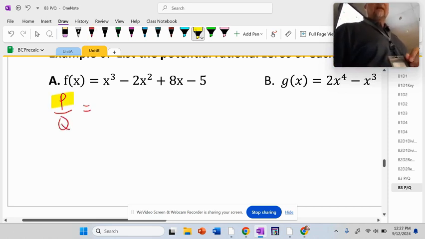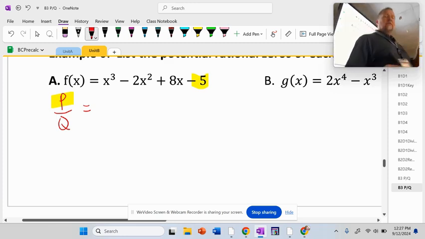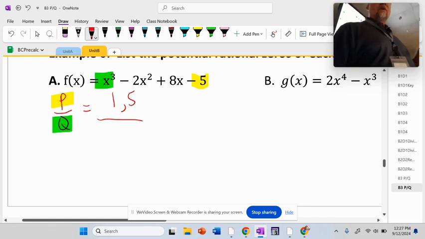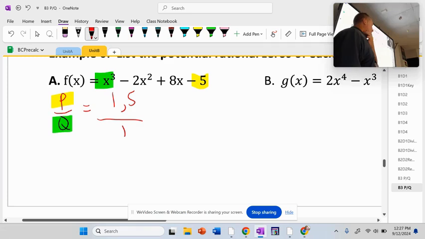So here I'm going to do it and highlight this. Maybe you grab your own. And I know that's negative 5, but I'll take care of that in a minute. The factors of 5 are 1 and 5. And then Q comes from the factors of the leading coefficient, which in this case is just 1, which makes our life easy.